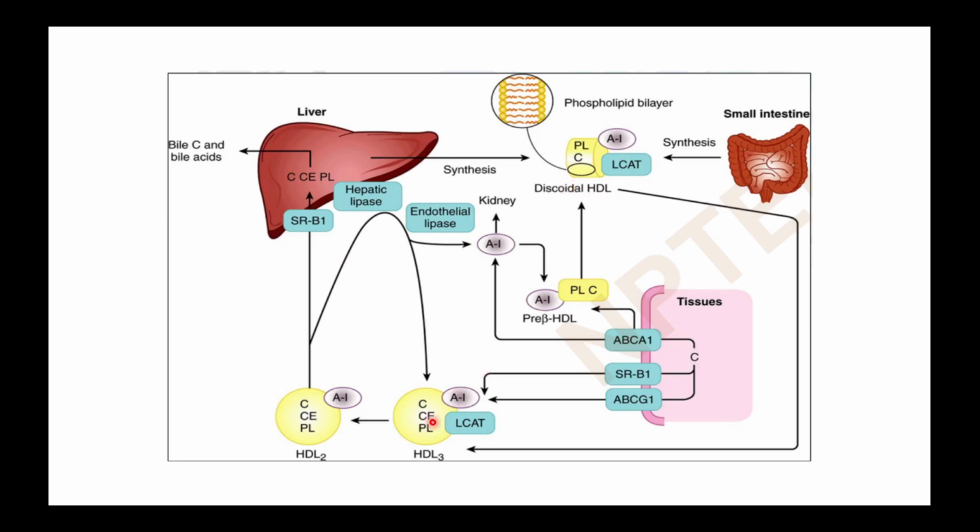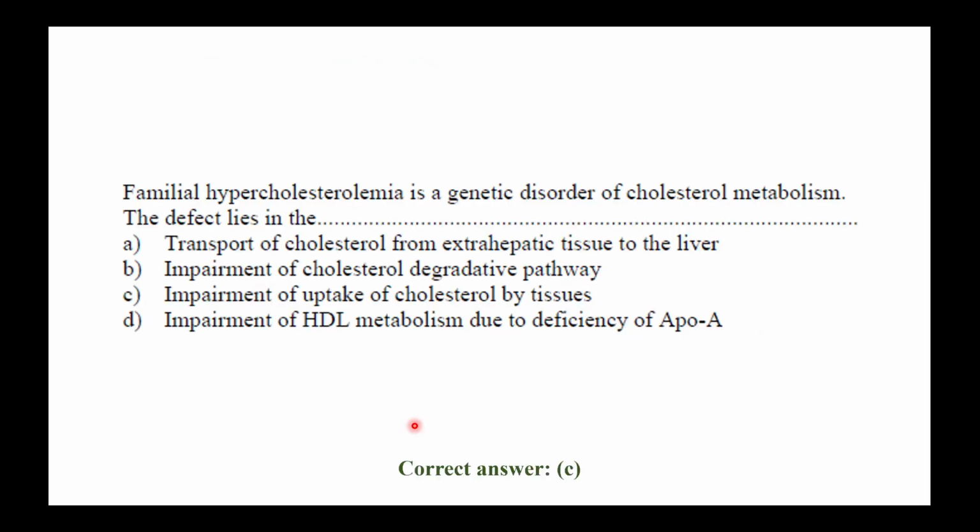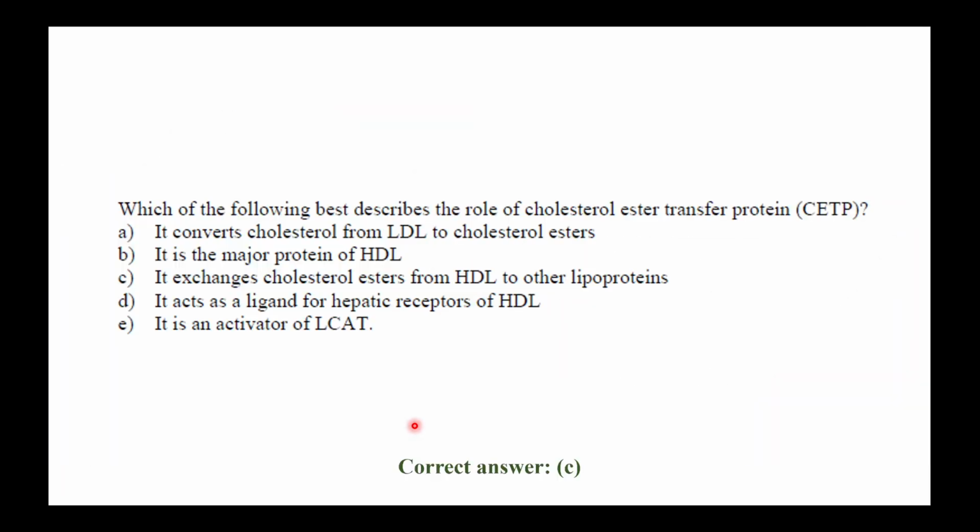Now we have some cholesterol which is still getting converted to cholesterol ester. Then we have the cholesterol ester and phospholipid in HDL, and this form of HDL is called HDL3. Now there's another enzyme called CETP which exchanges these cholesterol esters to other lipoproteins. So I'll come back to the question. The answer is that it exchanges the cholesterol ester from HDL to other lipoproteins.